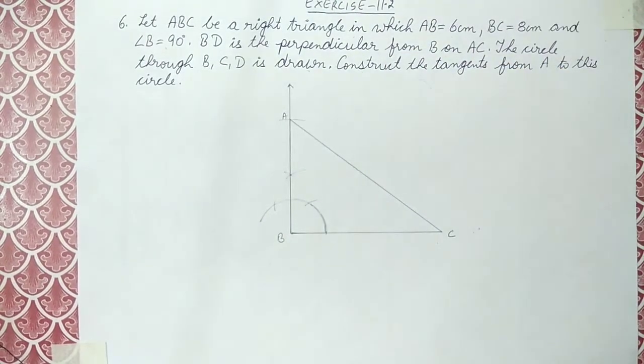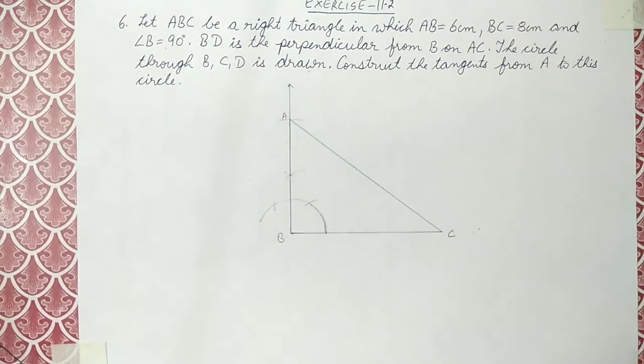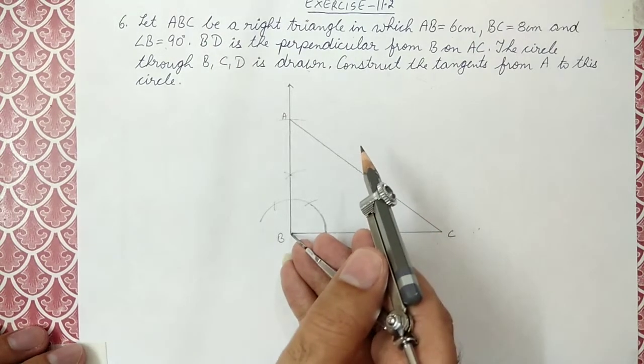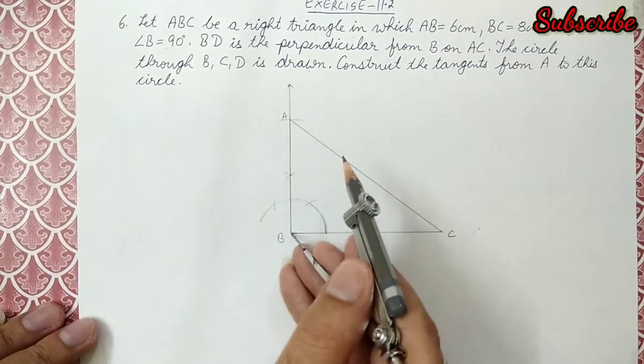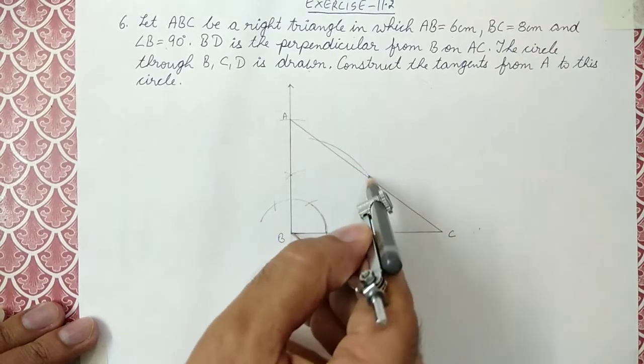So this is our first step. Right. Now what is next? It's given BD is a perpendicular from B on AC. See, whenever we have to draw a perpendicular on a line segment from a particular point which is outside that line segment, what we do is keep the compass at the point and then draw an arc on the line on which we have to draw the perpendicular. So this, I have just drawn it.